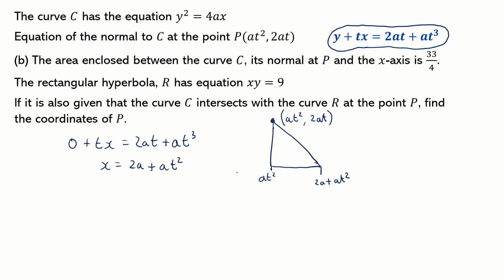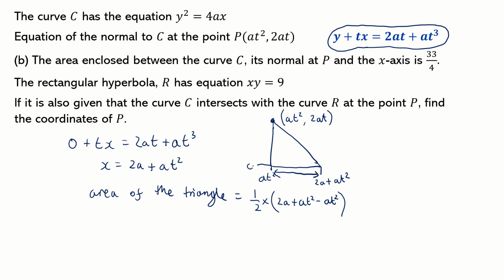Therefore, we now have all the information we need to work out the area of the triangle, because it's just going to be half base times height. So therefore, area of the triangle equals a half times its base. Now, its base is going to be 2a plus at squared minus at squared, because that will then just work out the length in between these two points. And then multiplied by the height, and the height, well, it's starting at y equals 0 and finishing at 2at, according to the y coordinate of P. So therefore, that's just a height of 2at.